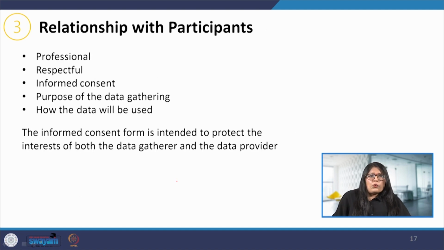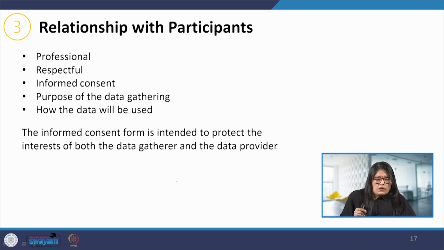The third important point is the relationship of the researcher with the participant. Now, this is the relationship between the person who is conducting the interview and the person who is being interviewed or interacted with. So, it is very important that the researcher ensures that this relationship is very clear and professional, and this understanding will help to clarify the nature of the study.